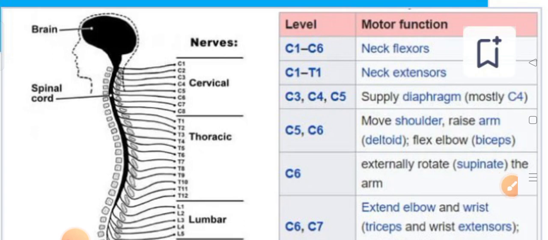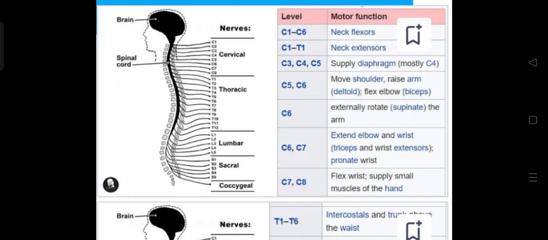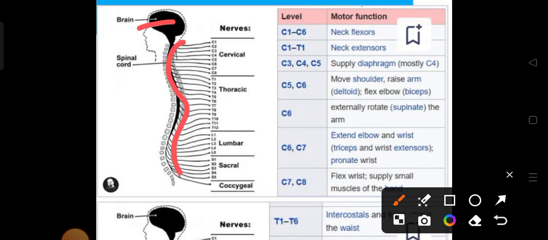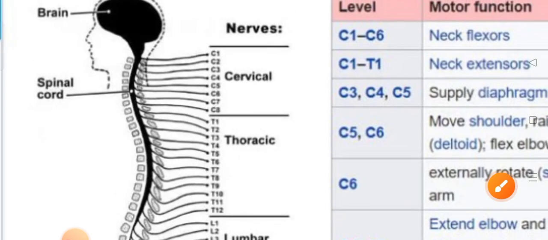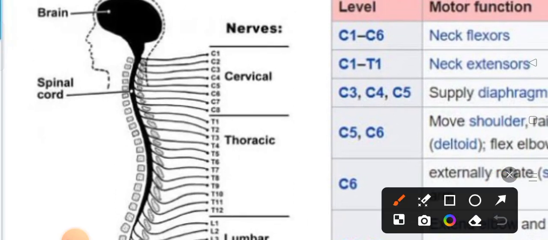This is the structure of the spinal cord, from the brain down the spinal cord. In the cervical region, if you see, there are C1, C2, C3, C4, C5, C6, C7, C8, up to 8 cervical. How many are there in total? The spinal cord is made up of 31 segments, and of these 31 segments, 8 are cervical. You got it now? These are the 8 cervical segments.